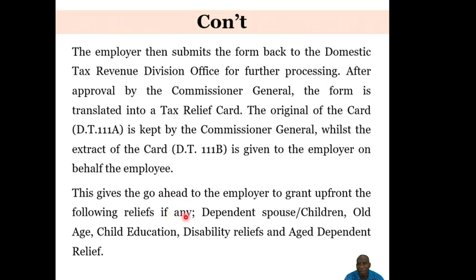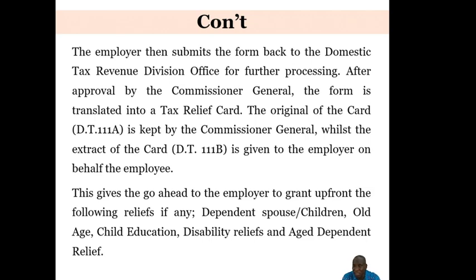They are the dependent spouse and children, the old age, the child education, the disability, and then the aged dependent reliefs. These are the reliefs which are referred to as what? The upfront reliefs. But it is contingent upon the filling of the tax relief application form and upon the approval of the Commissioner General. Before come January of the ensuing year, you can start enjoying these reliefs.